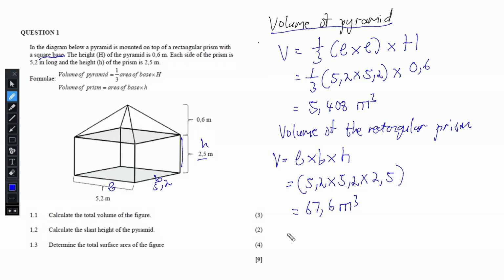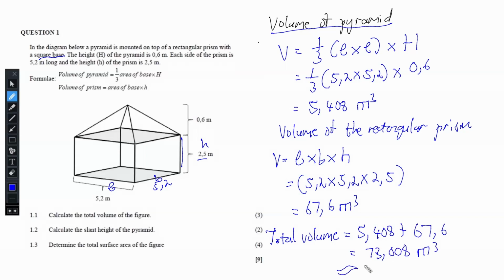And then for the total volume, so total volume will now be the volume of the pyramid plus the volume of the rectangular prism. So that's 5.408 plus 67.6, which will give us 73.008 meter cube, which you can write in two decimal places as per instruction of the exam as 73.01 meter cube. Right. That's how you were supposed to show that, only for 3 marks.